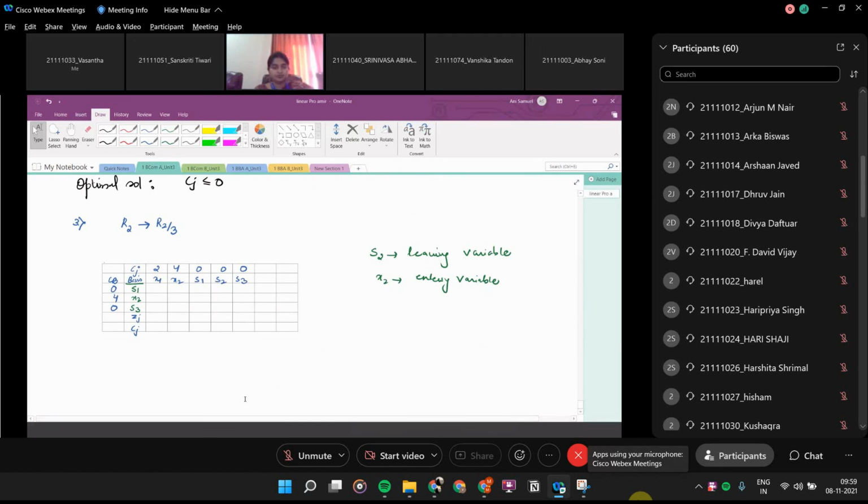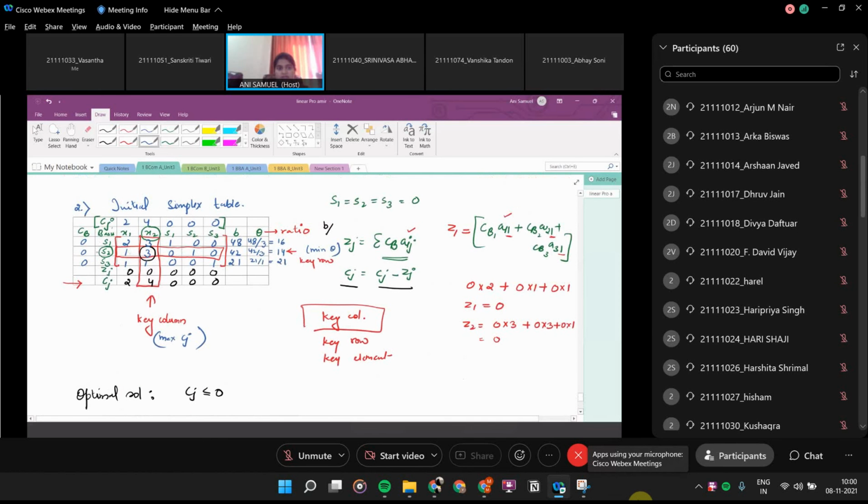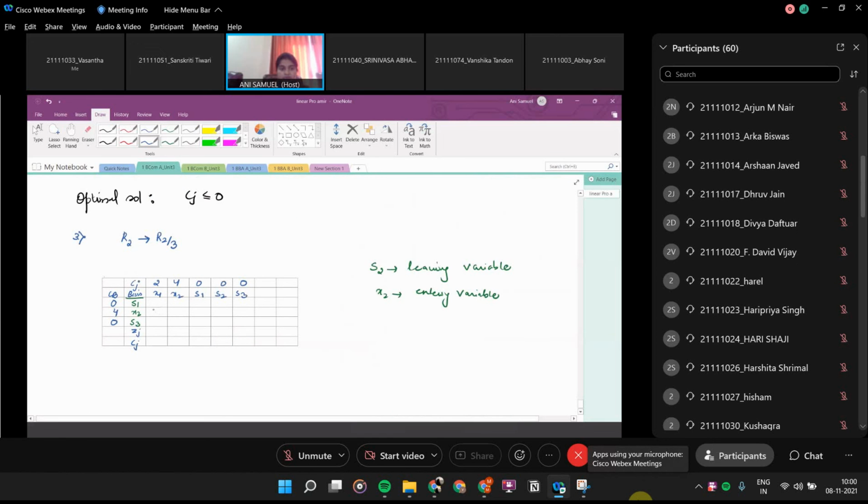Yes, ma'am. Now again, you have to divide R2 by 3 so that I can get my key element as 1. So it becomes 1 by 3, 1, 0, 1 by 3, 0 and 42 by 3, so that is 14, right? So 1 by 3, 1, 0, 1 by 3, 0 and 14. This is how we have got here.